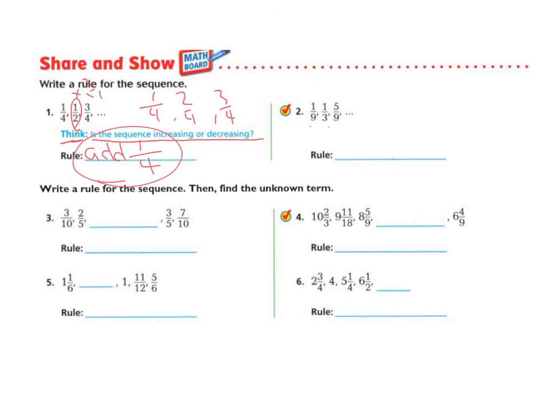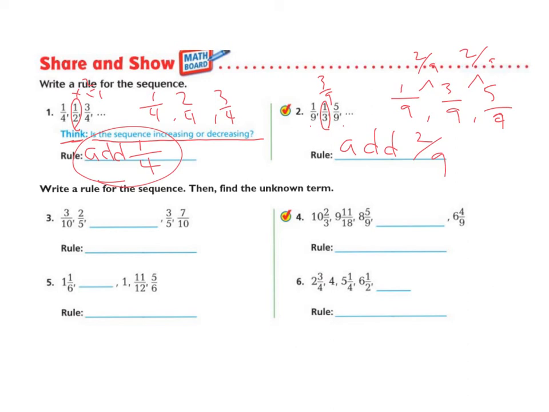Again, I'm looking at these. I have 9 on the bottom. So if I change this one to have 9 on the bottom, I have to multiply it by 3 over 3. So I'm going to get 3/9. So now I have 1/9, 3/9, and 5/9. So if I'm looking at my rule, am I increasing or am I decreasing? I'm increasing, so that means I'm going to add. The difference between this one is 2/9, and the difference between this one is 2/9. So my rule is to add 2/9.